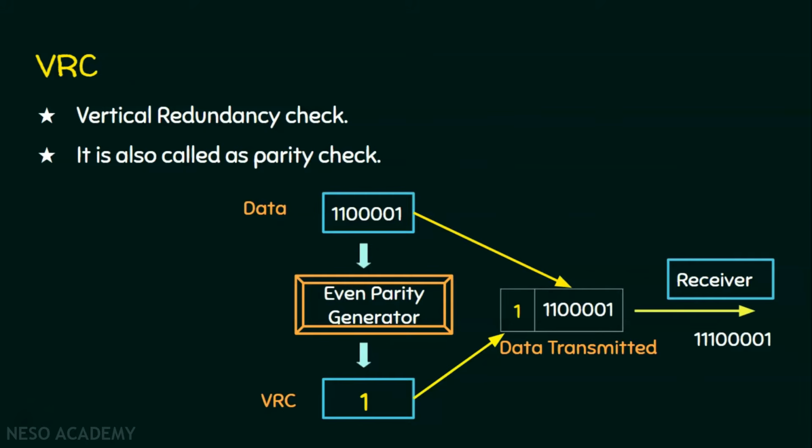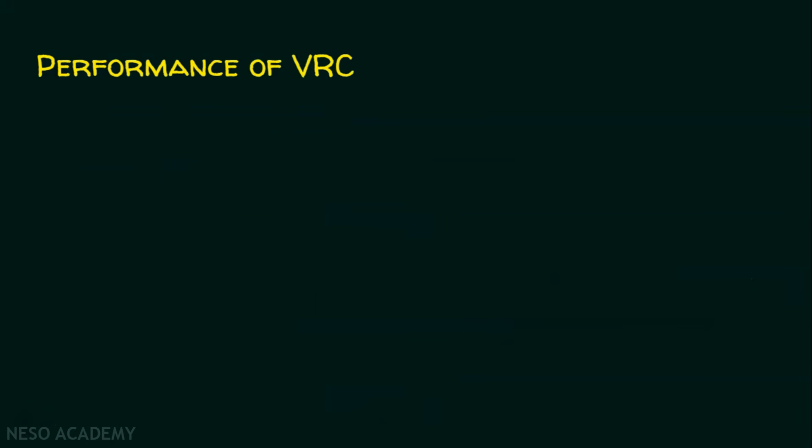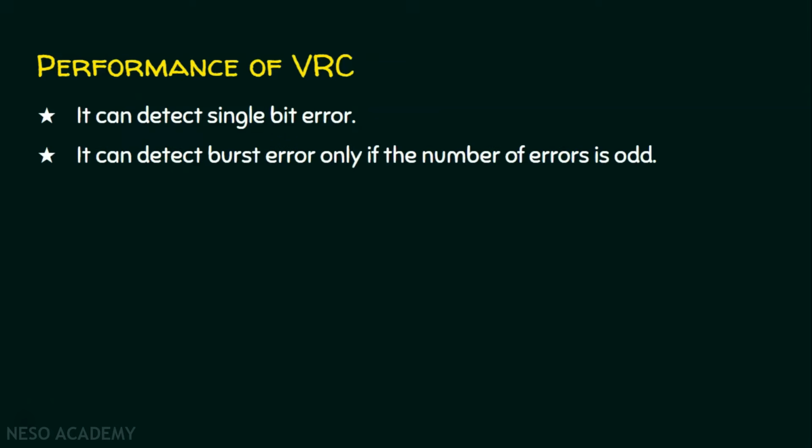Let's analyze the performance of VRC. We know very well that there are 2 types of errors. One is the bit error and the other one is the burst error. Let's check how far VRC is capable of handling bit errors and burst errors. It can detect single bit errors. It means if only one bit has been changed during transmission, VRC is powerful enough to detect the error. The probability of having bit errors during transmission is very minimal. So there are chances for burst errors. How good is VRC at detecting burst errors? It can detect burst errors only if the number of errors is odd.